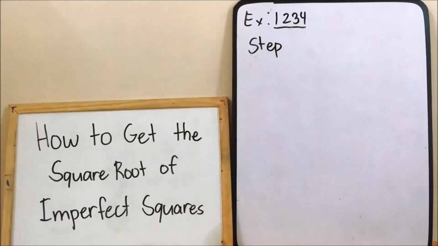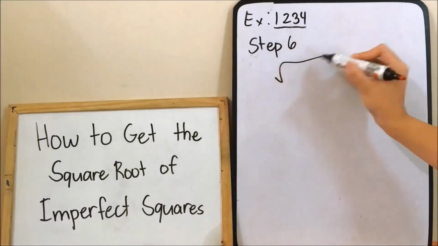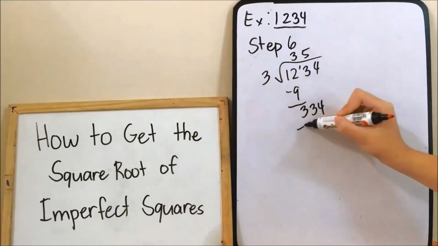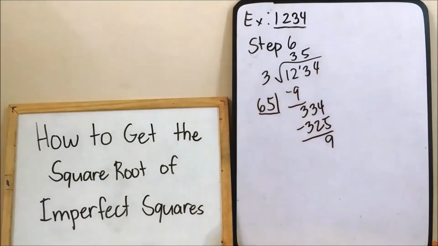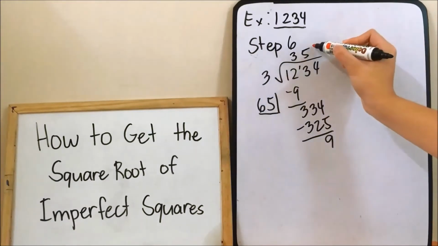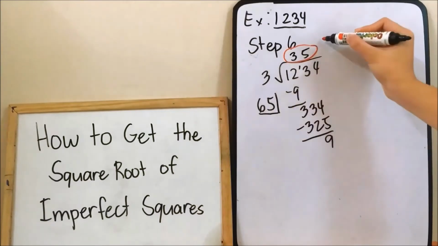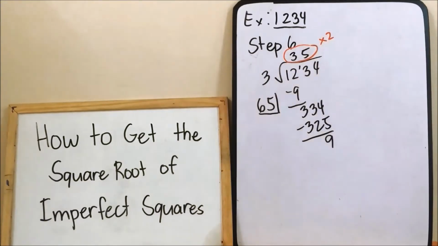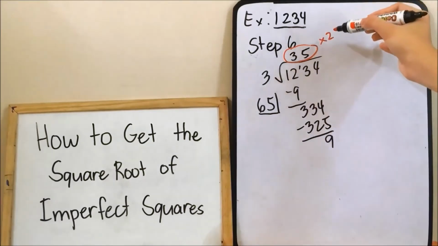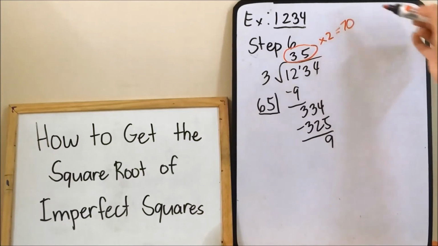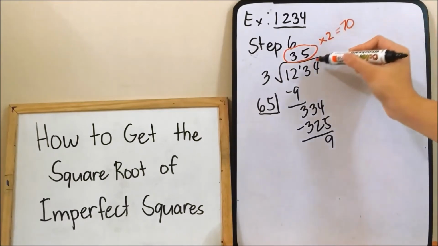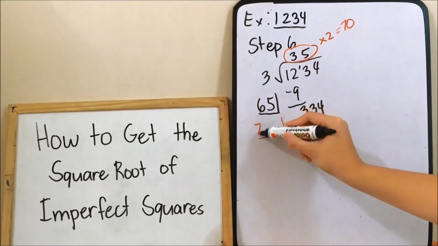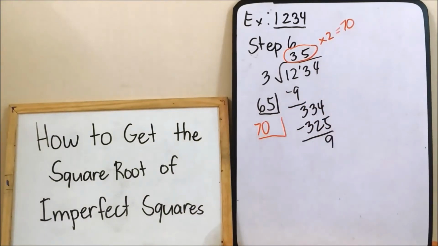Step number 6. So for our step number 6, we will once again, like we did in step number 4, multiply the numbers on the top by 2. As I have said, this is a general rule in getting the square root. So 35 times 2 is equal to 70, and then we will put 70 over here. Now let's move on to the next step.